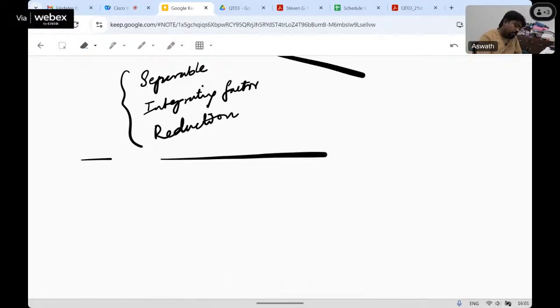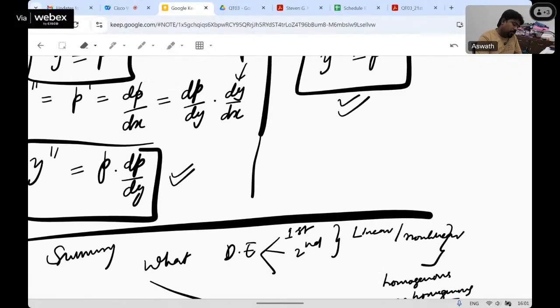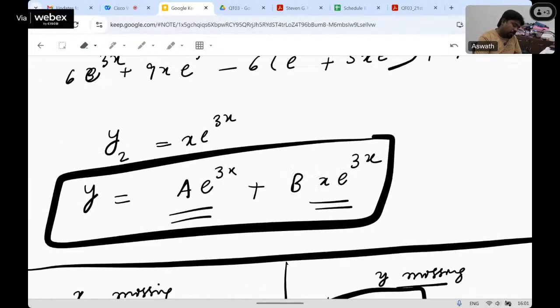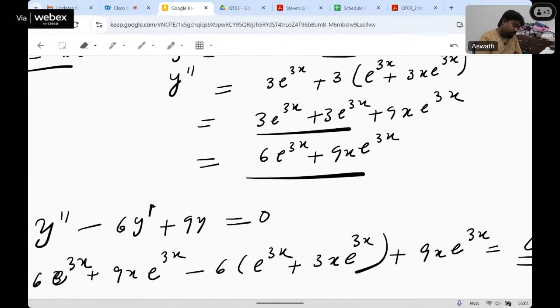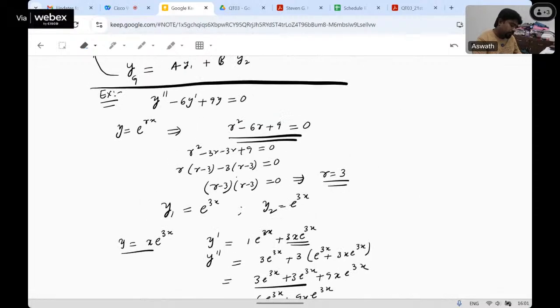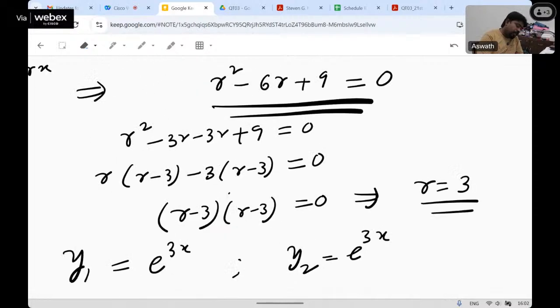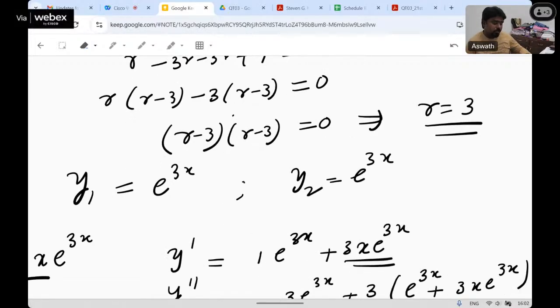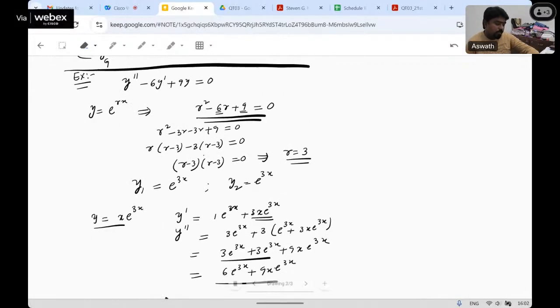In tomorrow's class, we'll discuss the specific scenarios regarding the constants involved here. For example, in this equation, the constants are not functions of x, they're constants. If they become functions of some variable x, how to solve that we will see in the next session.